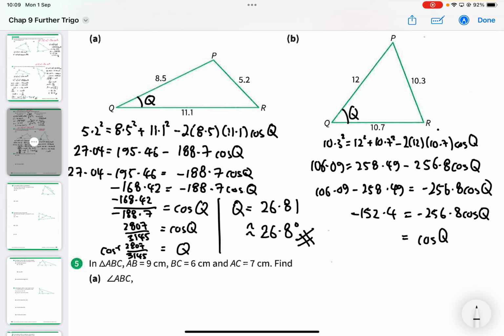Okay, now like I said, the formulas are all given. You don't need to memorize it, but you need to practice and try.